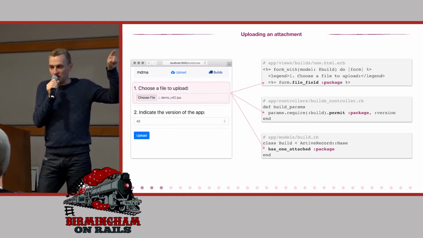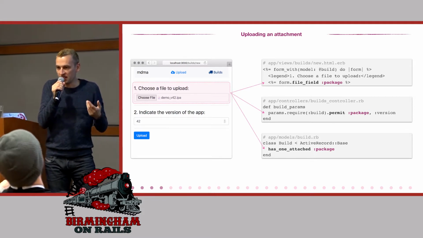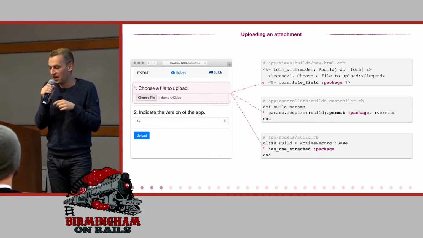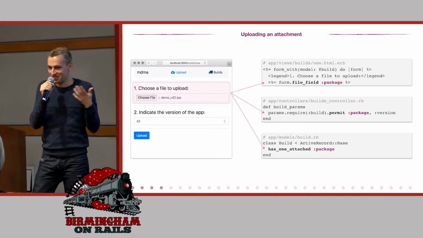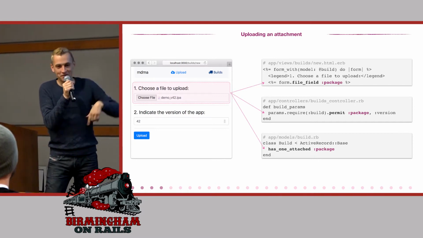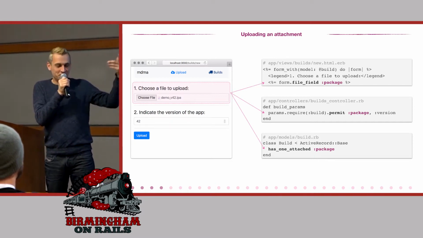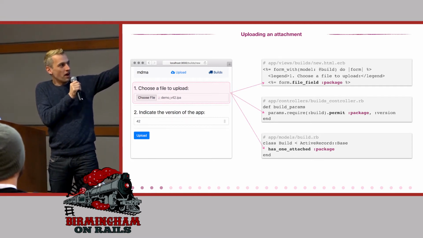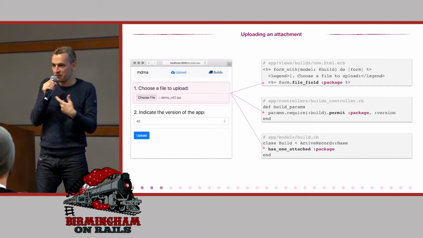Then in the controller, you need to whitelist these params. There was a talk before about the history of strong parameters. That's exactly what it is. So you need to add params require package right there so it can be submitted.